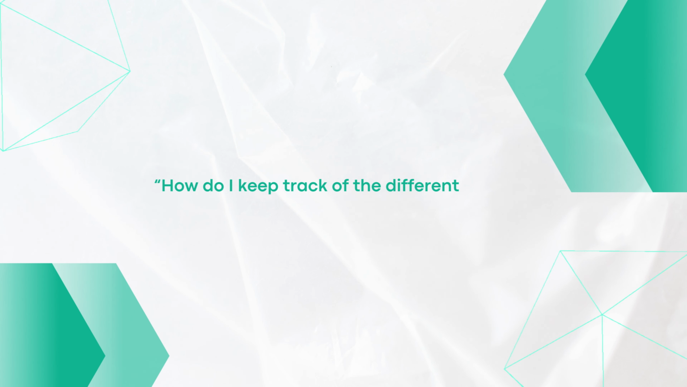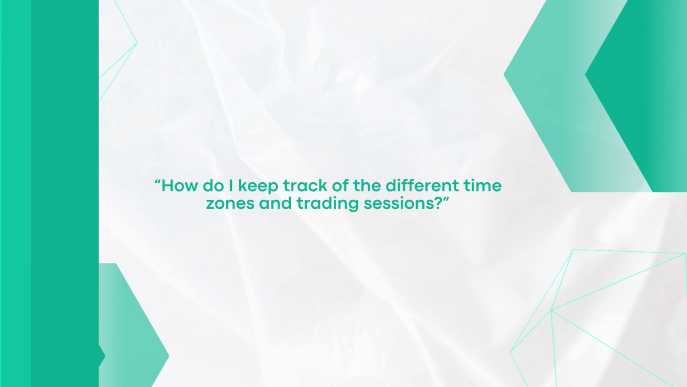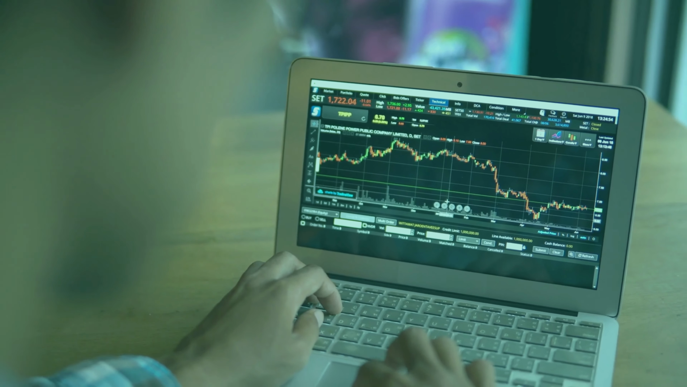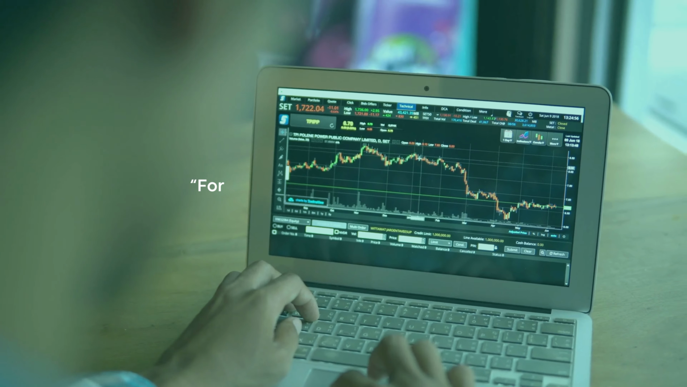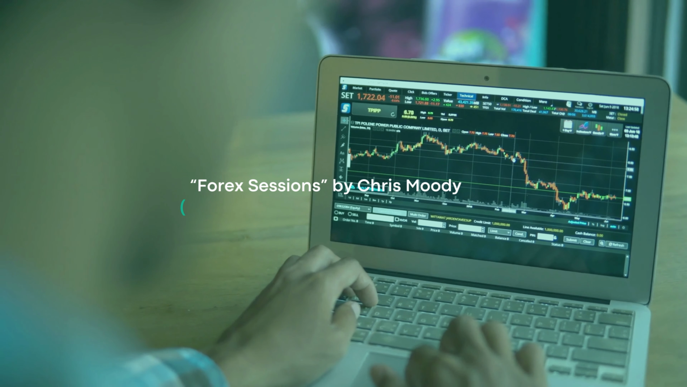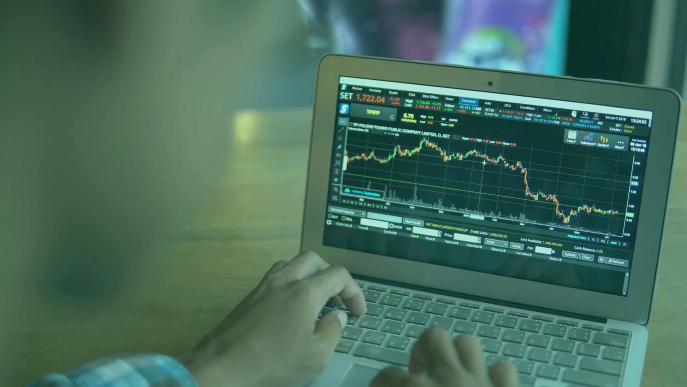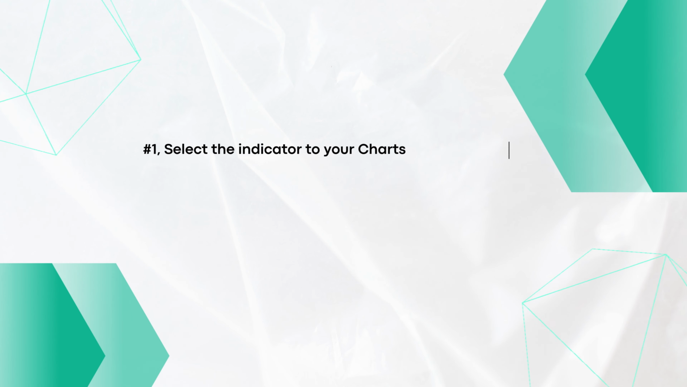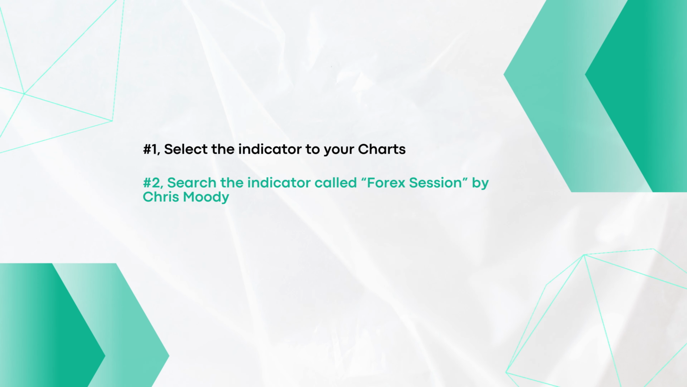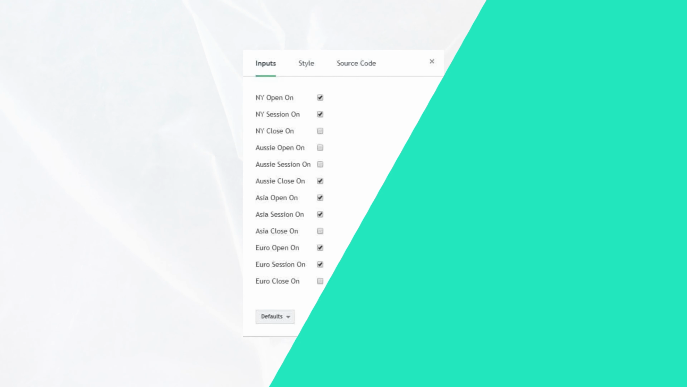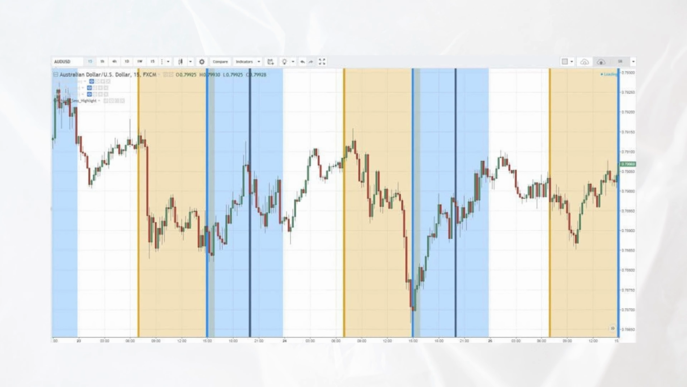Now you're probably wondering, how do I keep track of the different time zones and trading sessions? Well, I've got good news for you, because there's an indicator called Forex Sessions by Chris Moody, available for free on TradingView. Here's how to add the indicator to your charts. Select the indicator called Forex Session by Chris Moody. Add the indicator to your charts. Here are the settings I used. Then you should see something like this.